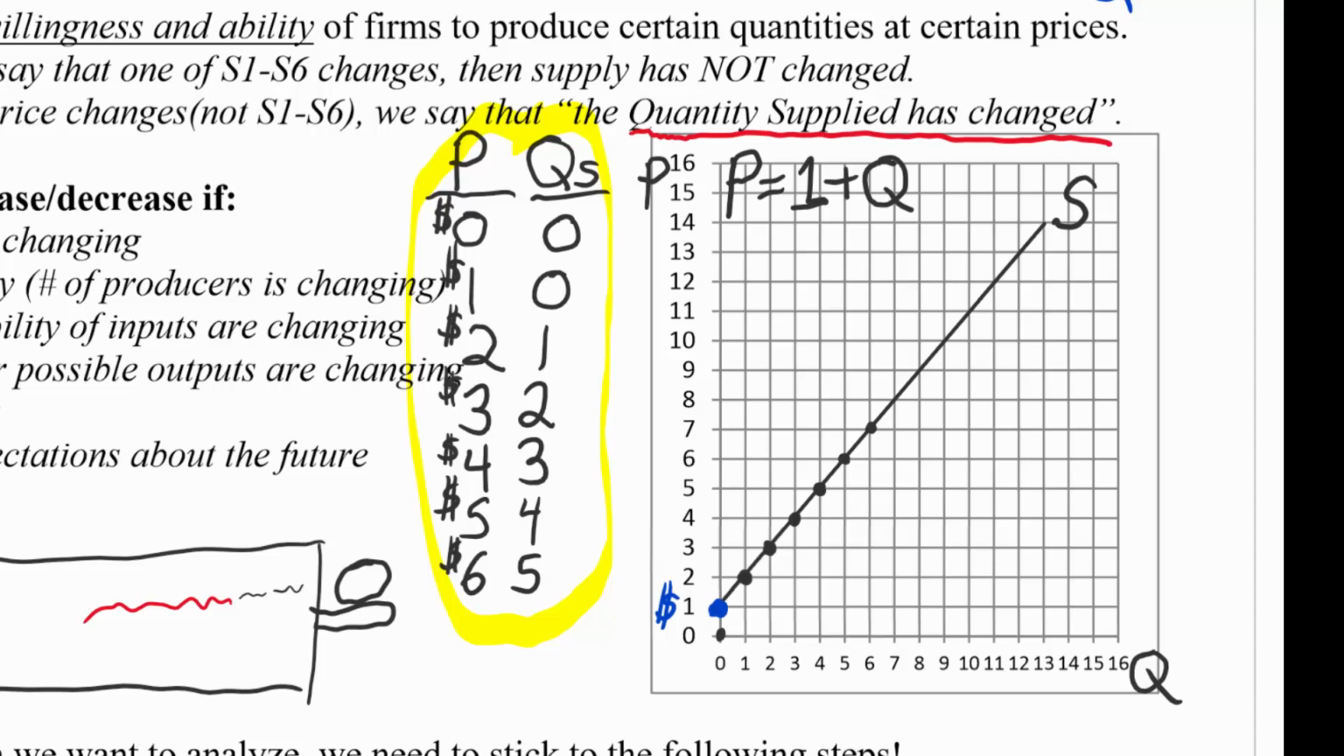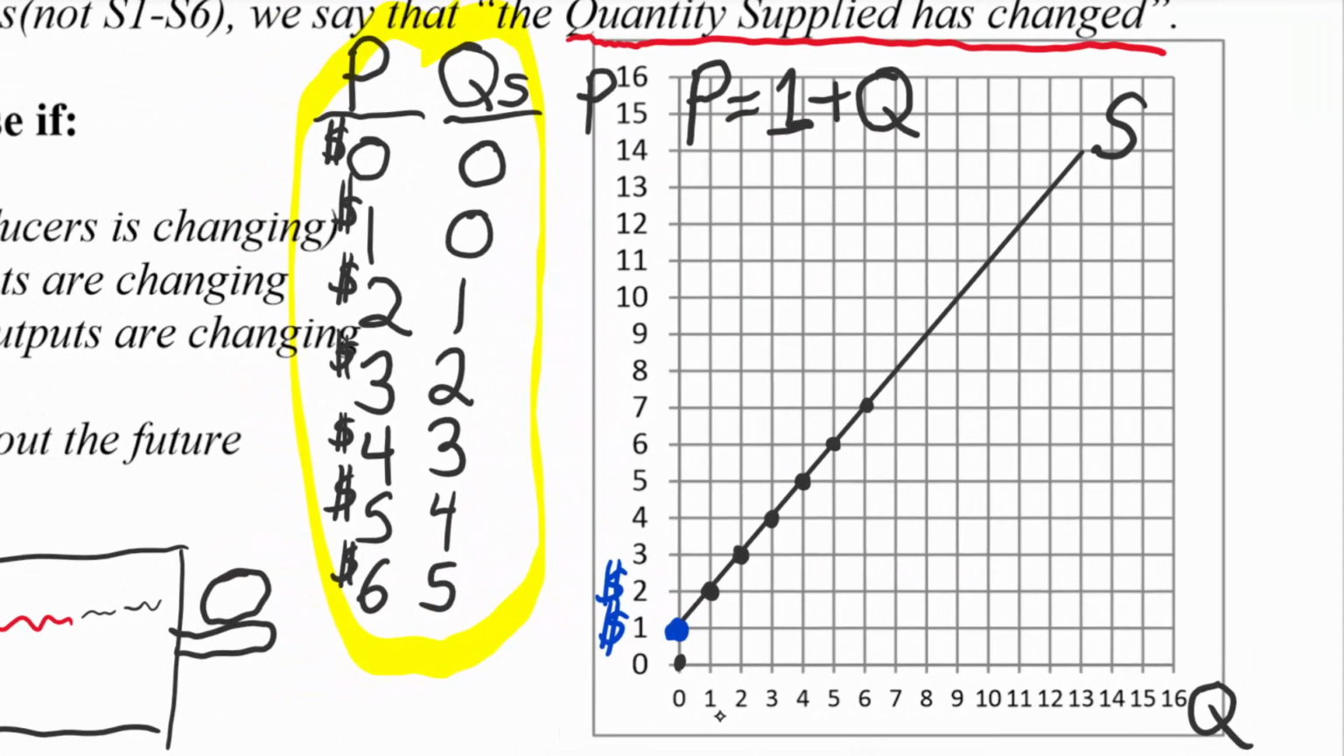But at a price of $2, I was willing to supply 1. And if there's another person also willing to supply 1, 1 plus 1 is 2. So now both of us together at a price of $2 should be willing to supply 2 units, 1 each. And if at a price of 3, I used to be willing to supply 2, well, my new competitor should be willing to supply 2 as well. It should double. 2 plus 2 is 4. So at a price of $3, we should see the quantity supplied be 4 units.